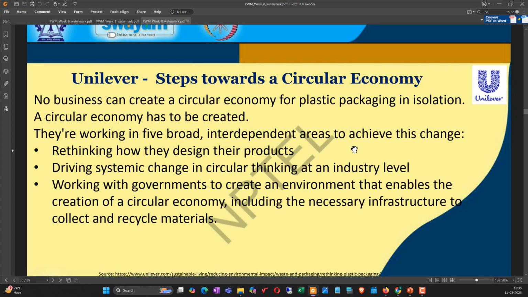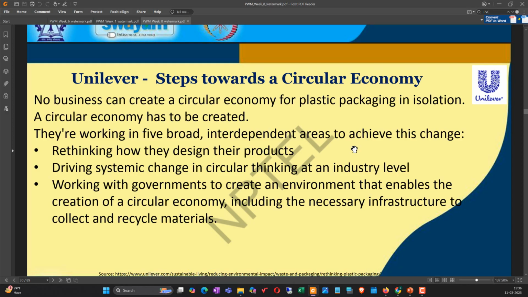So the company Unilever, right? They also took part in following the circular economy, and there are some steps that have been taken. No business can create a circular economy for plastic packaging in isolation. So a circular economy has to be created. They are working in 5 broad interdependent areas to achieve this change.